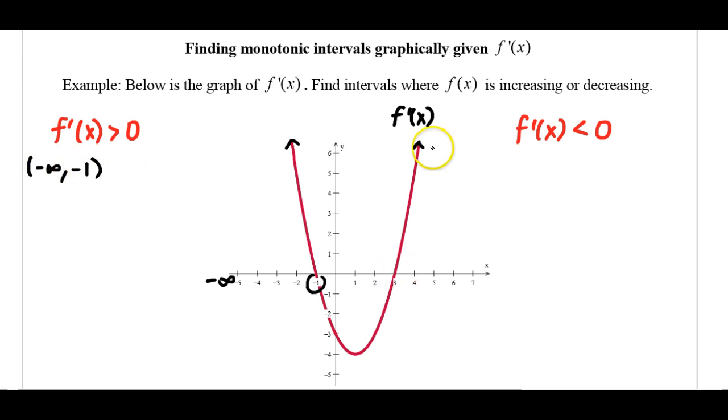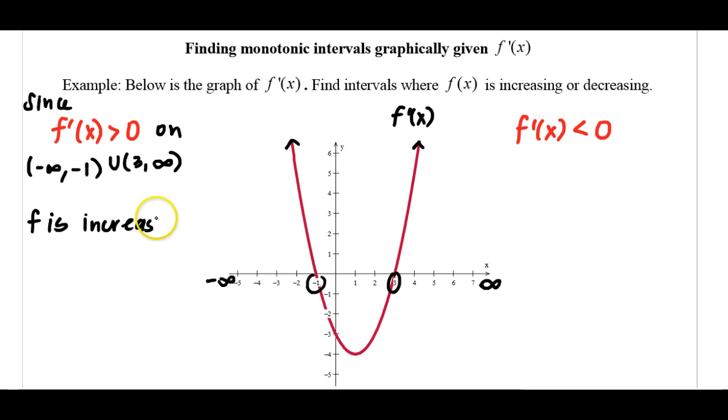And from 3 to infinity, this graph is also above the x-axis. So negative infinity to negative 1 and 3 to infinity is where the derivative is greater than 0. So what we can say is that since f prime of x is greater than 0 on negative infinity to negative 1 and 3 to infinity, that must mean that f is increasing on those same intervals, negative infinity to negative 1 and 3 to infinity. So the reasoning is required. We have to explain that we really understand what's happening.